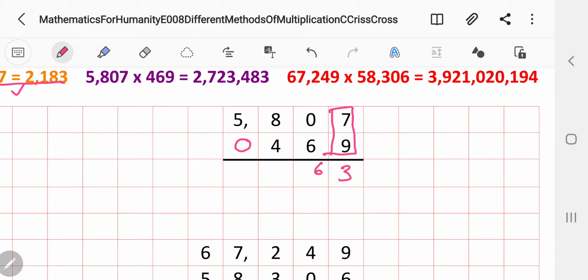Then we increase the enclosure so that we will enclose 2 columns. So here we have this one here. So we will crisscross here. 0 times 9 would be 0, and then 6 times 7 would be 42. So we have 42. 0 plus 42 would be 42, and then we write 42 here.